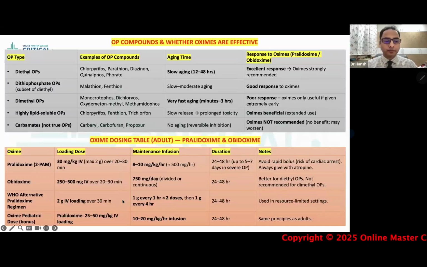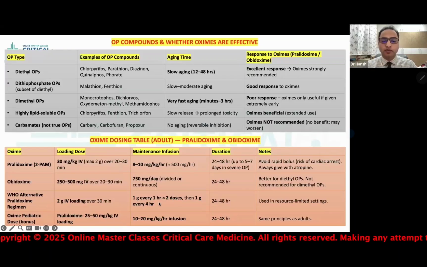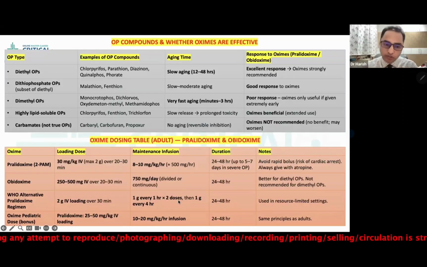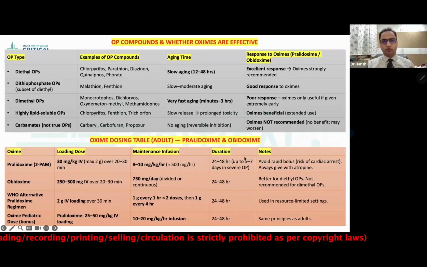Okay. Again, WHO also gives an alternative pralidoxime regimen: 2 gram IV loading over 30 minutes, given as two doses an hour apart, then 1 gram every fourth hour up to 48 hours. It is used in resource-limited settings when you have a problem giving it as a continuous infusion. That is the WHO recommendation for pralidoxime as an alternative regimen. So very, very important, this is the dosage table.